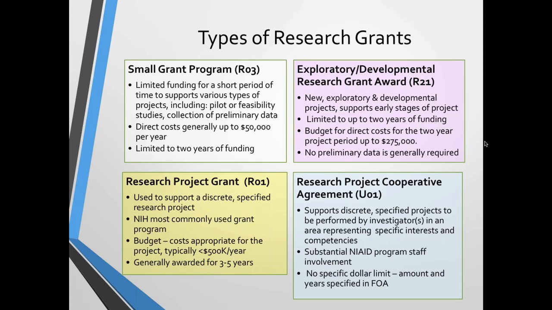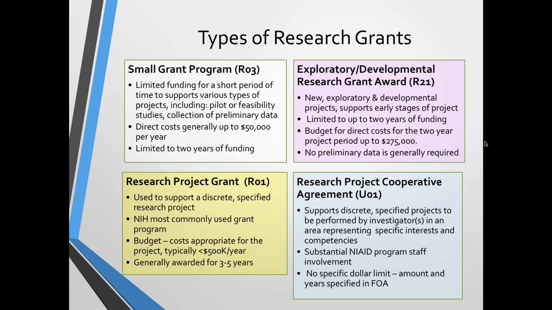The next application in yellow is the R01. Most people try to get an R01 application, and we find that it's our most popular award mechanism. It takes some doing to get one, but when you do, it's always great. It's used to support a discrete, specified research project. It's NIH's most commonly used grant program, and the allowable budget is typically under $500,000 per year. So that's what you want to make sure your budget does not exceed.